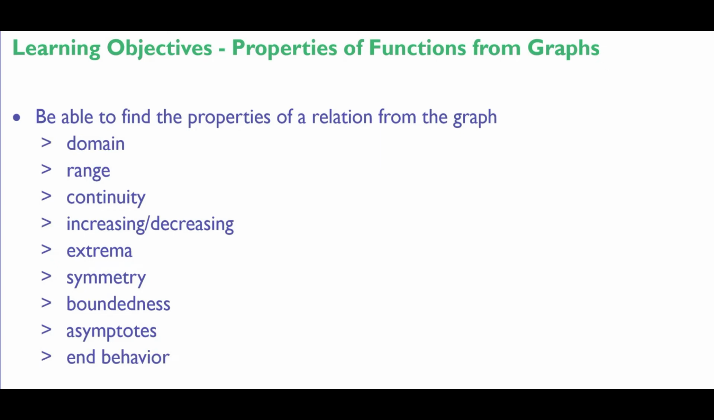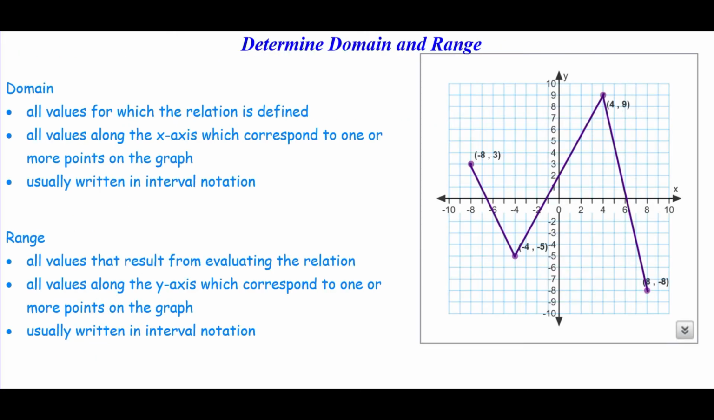In this video and several future videos, we're going to look at finding the properties of a function from a graph. Specifically, we're going to start with domain and range. If you'll recall from Algebra 2, the domain is all the values for which the function is defined, which means the values along the x-axis which correspond to one or more points on the graph. We're going to begin writing our domains and ranges in interval notation.